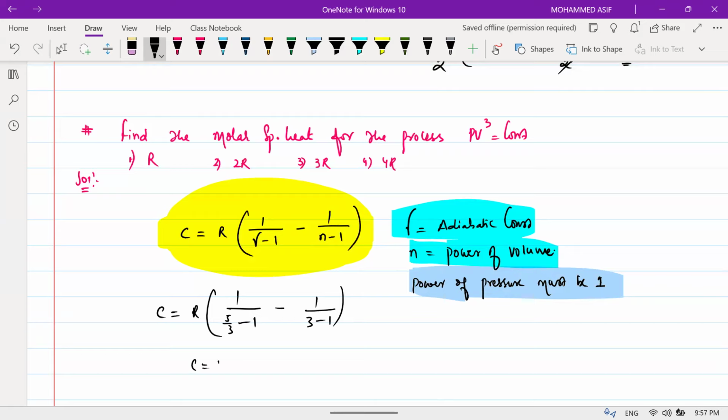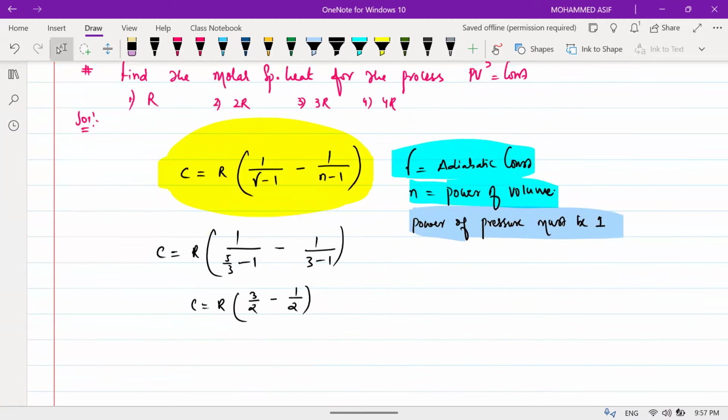So C is equals to your R into this one will be equal to how much for me beta? 3/2 minus 1/2. ये कितना हो जाएगा? 3 minus 1, 2/2, यानी C वैल्यू विल बी इक्वल टू R के बराबर हो जाएगा. मोलार स्पेसिफिक हीट इज इक्वल्स टू R. आई बात कॉमन में, PV to the power of anything is always right now an adiabatic process. Am I clear?